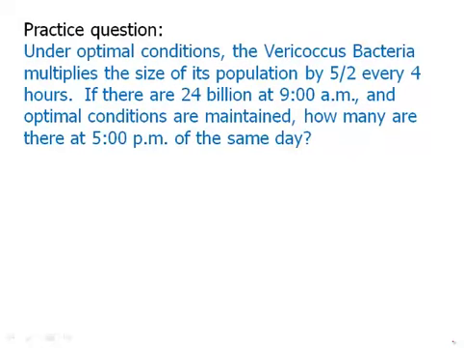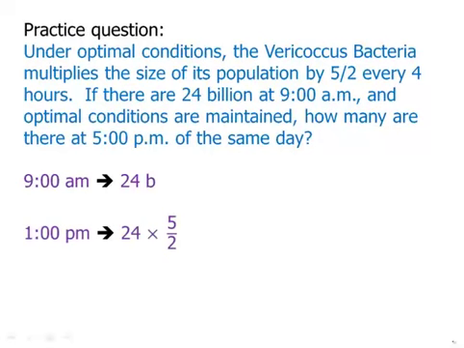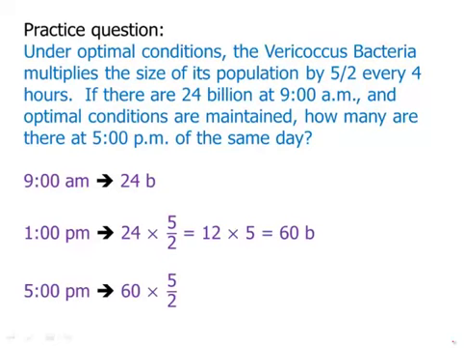So we're going to step 4 hours at a time. So we're going to start at 9 a.m. We're going to 24 billion. 4 hours later, we multiply 24 by 5 halves. Well, canceling the half, we get 12 times 5, that's 60. Then 4 hours later, we're at 5 p.m. 60 divided by a half is 30. So that will be 150 billion. So at 5 p.m. of the same day, there are 150 billion of these bacteria.